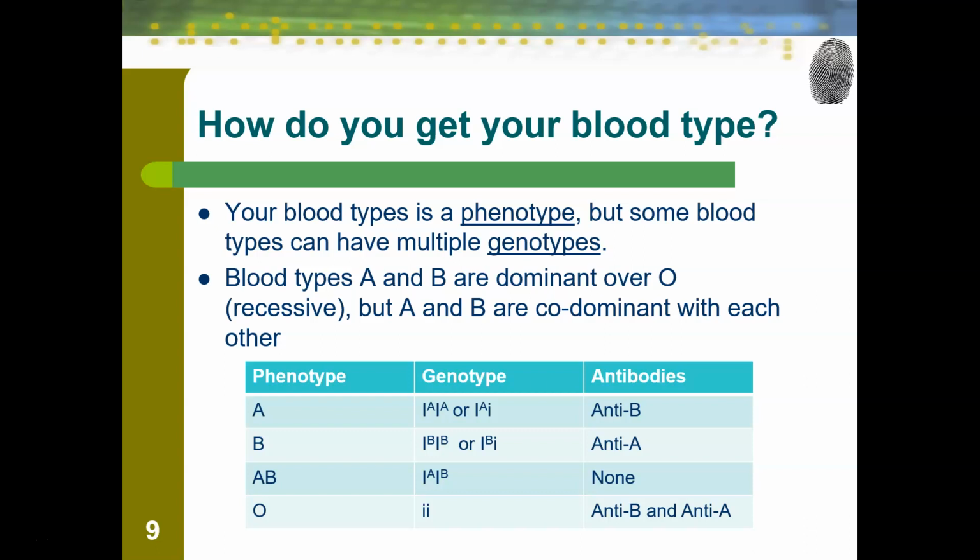Blood type AB only has one genotype. You have to get one A gene from one parent and one B gene from the other parent, and you actually have no blood type antibodies.